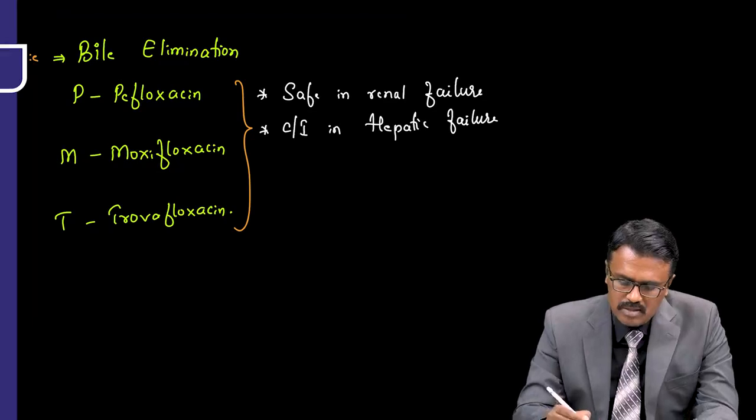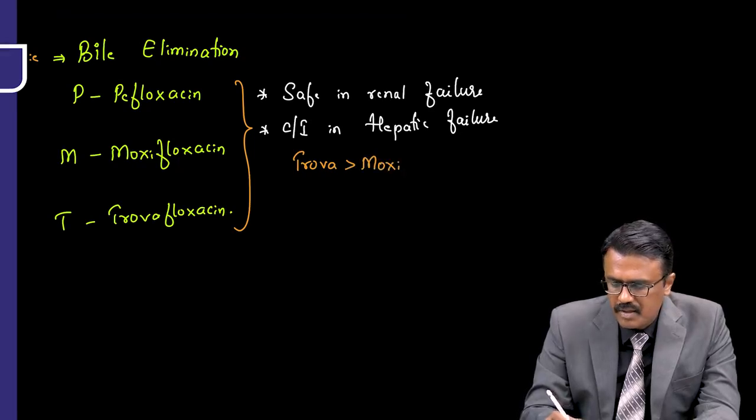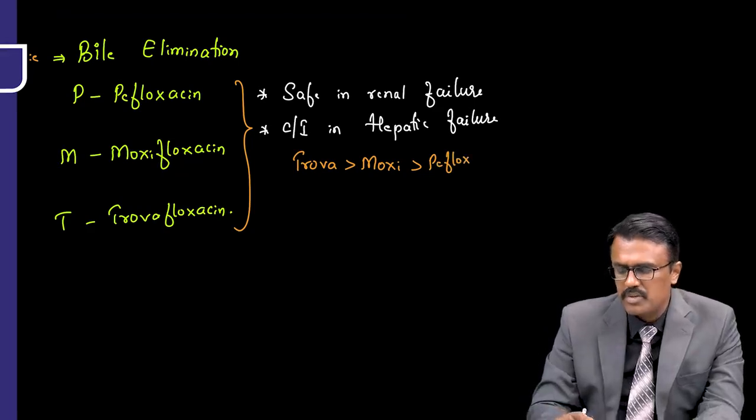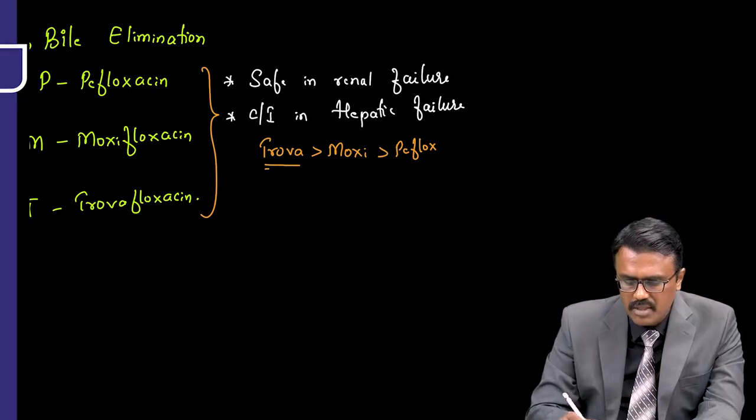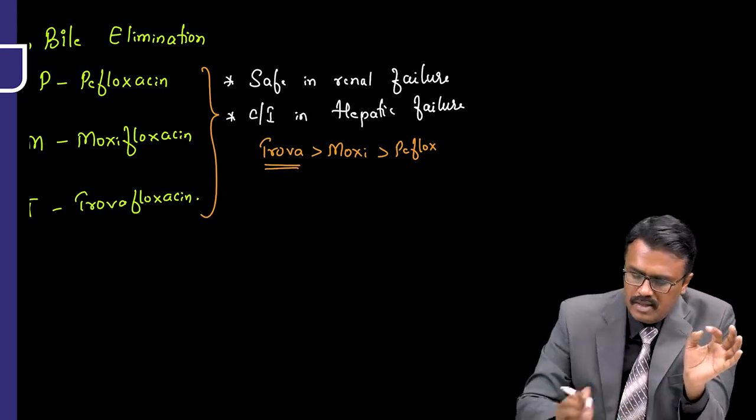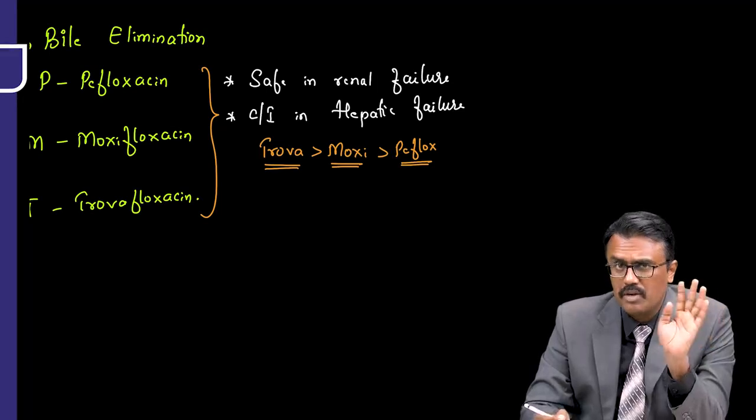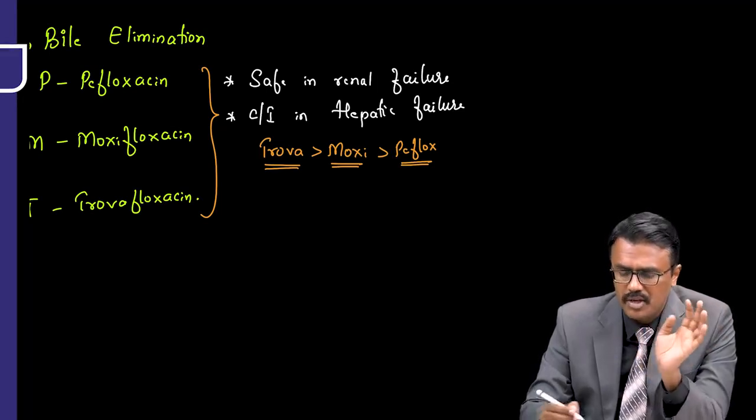If they ask what is contraindicated among all the three options: trova is absolutely contraindicated, then moxi, then pflox. So this is the arrangement. If they have given all the three options, obviously trova has to be contraindicated. You know that trovafloxacin causes hepatotoxicity. Then the second option is moxi and the third option is pefloxacin. Usually they don't give all three.